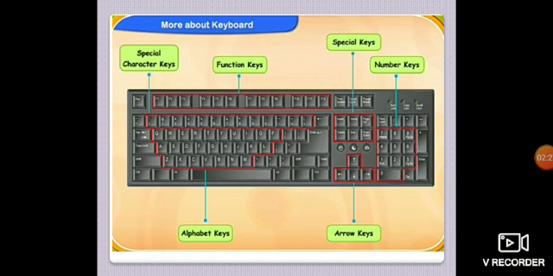Arrow keys are the keys with which we can move here and there. The up arrow key is used to move upward. The left arrow key is used to move to the left side. The right arrow key is used to move to the right side. The down arrow key is used to go downward.